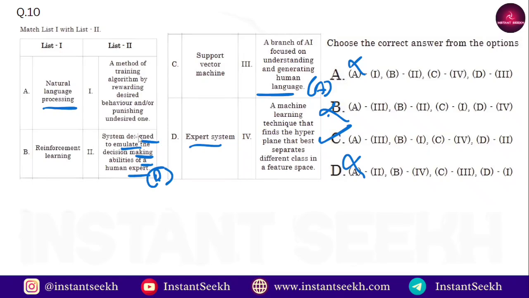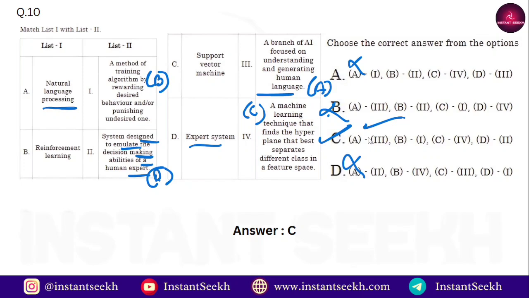B goes for first, reinforcement, a method of training an algorithm by rewarding. So B goes here. And the remaining, support vector machines, a machine learning technique that finds the hyperplane and separates different classes in feature space. So C goes here. So your correct pattern is A goes for 3, B goes for first, C goes for 4, and D goes for second. So this is your correct answer. Answer number C is your correct answer.